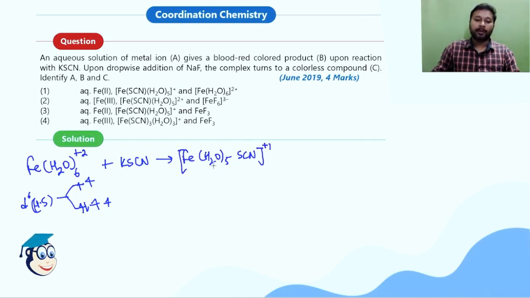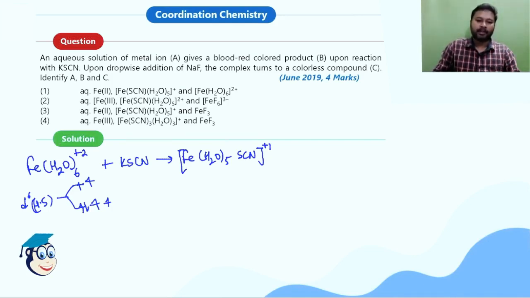It will not be blood red color because iron is in lower oxidation state over here. Iron is in +2 oxidation state. So there will be no ligand to metal charge transfer, and if there is no ligand to metal charge transfer, this is not going to show intense color. So that means in the starting which we have taken, we have taken iron to be in +2 state, that is wrong. We have to start from iron in +3 state.